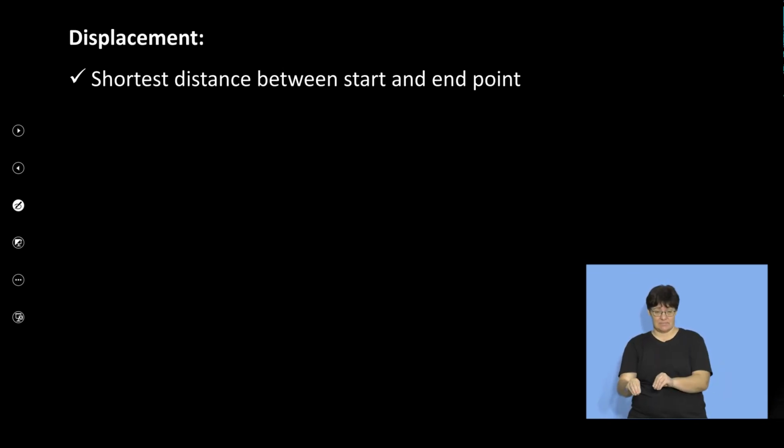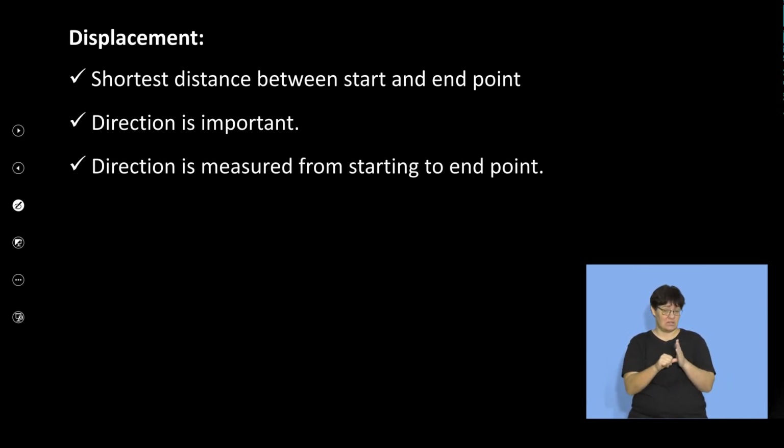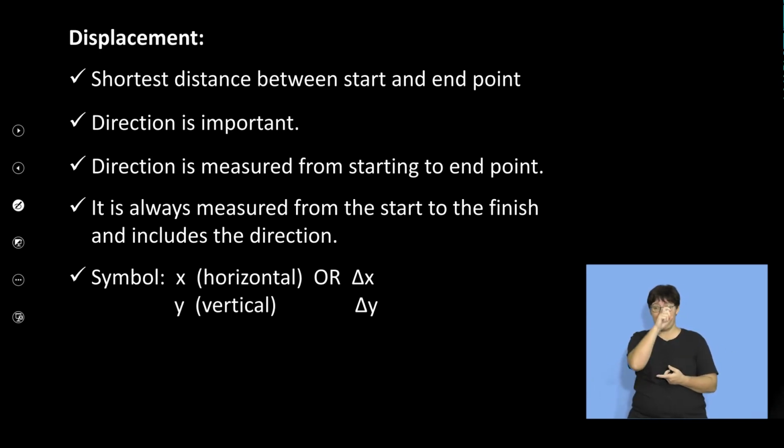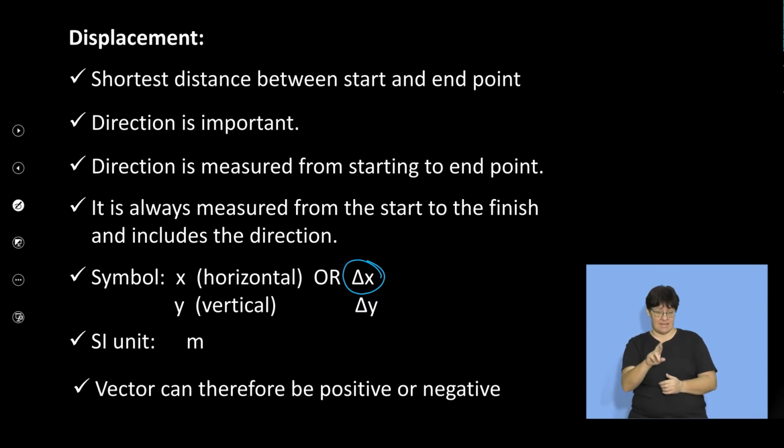Displacement is the shortest distance between start and end. Direction is important. Direction is measured from the starting point. It's always start to finish, always includes a direction. The symbol is either an X for horizontal or a Y for vertical. We will look at that again. This is because we can change position, and its unit is also meters. I know I did some examples with kilometers, but we will always change to meters, okay? And it's a vector, so it can be positive or negative. We will look at that.